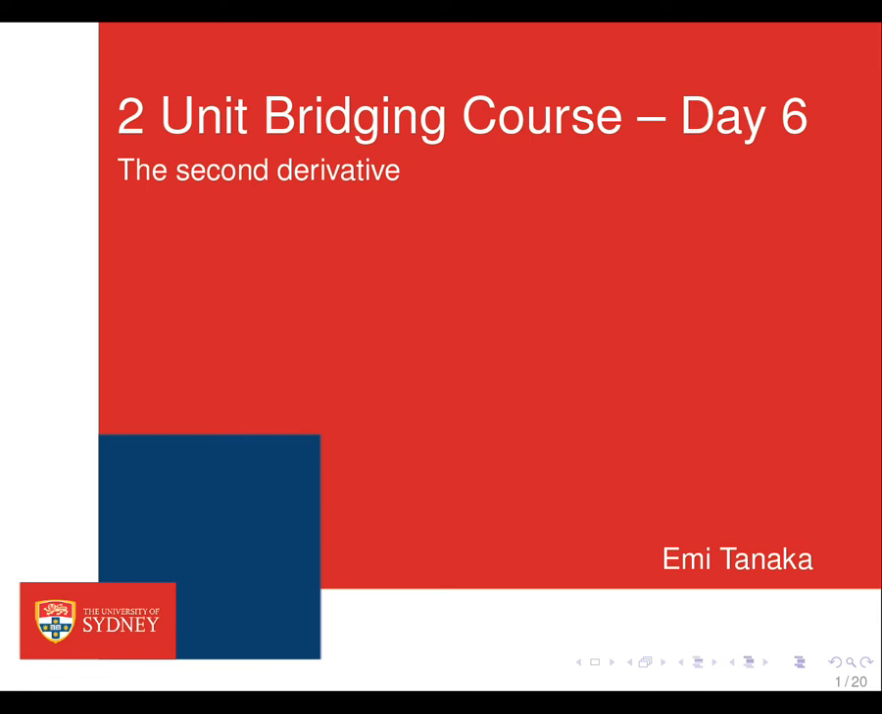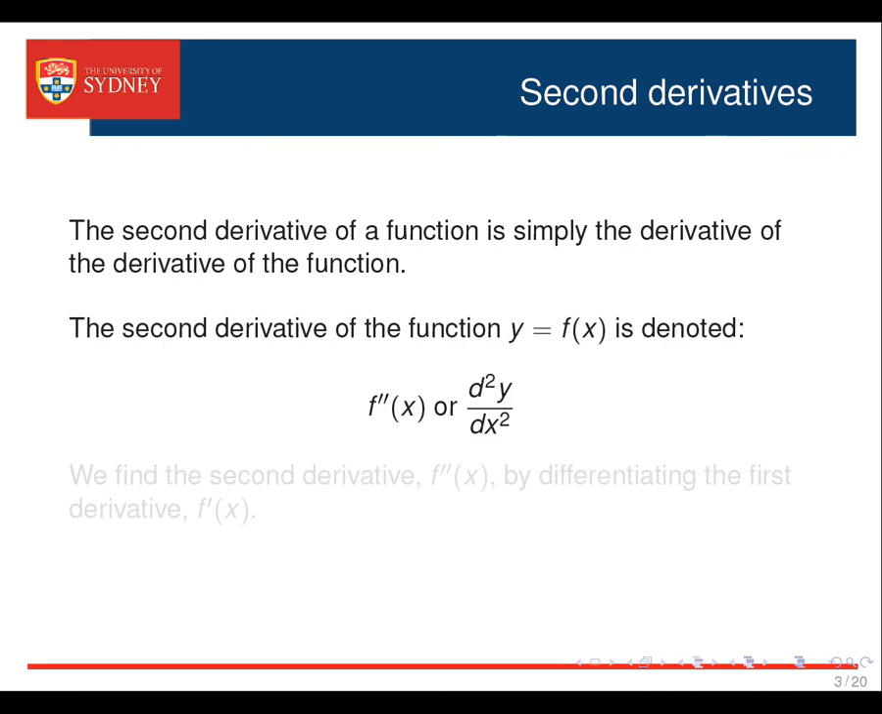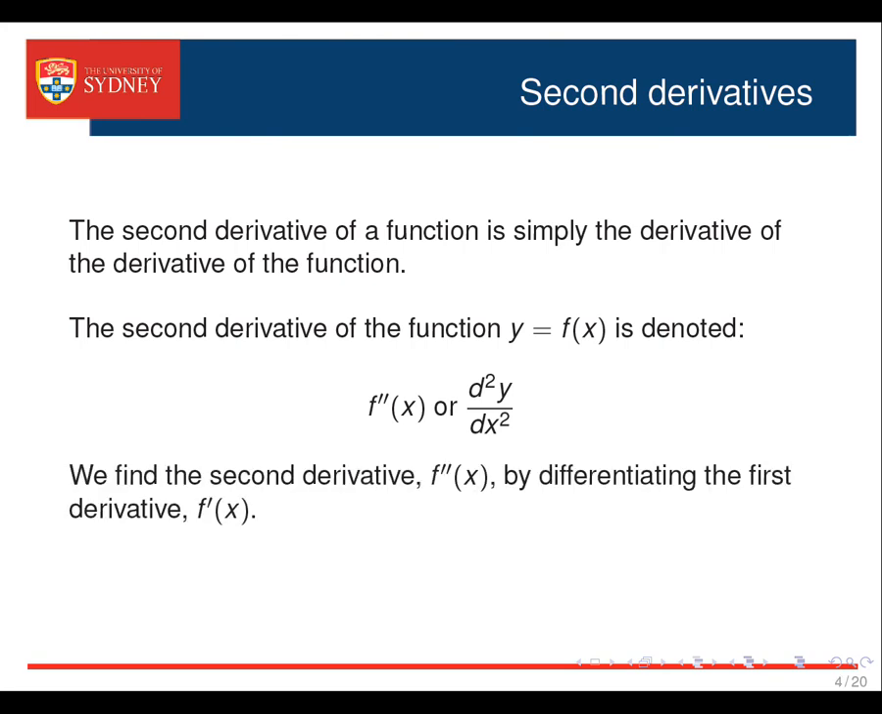I'll be talking to you about the second derivative. Please pause this presentation at any time when you need more time to think about something. The second derivative of a function is simply the derivative of the derivative of the function. The notations of the second derivative is given by the notations seen here. We find the second derivative by differentiating the first derivative.